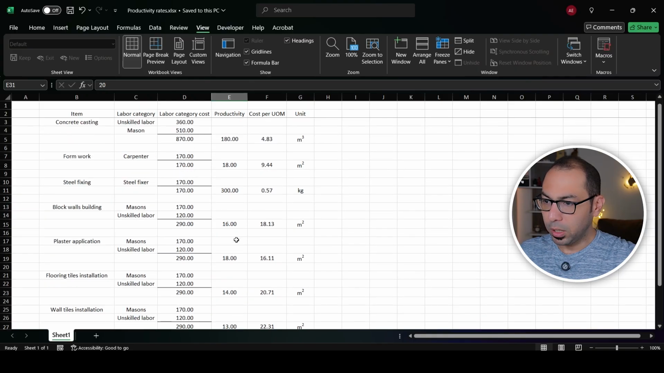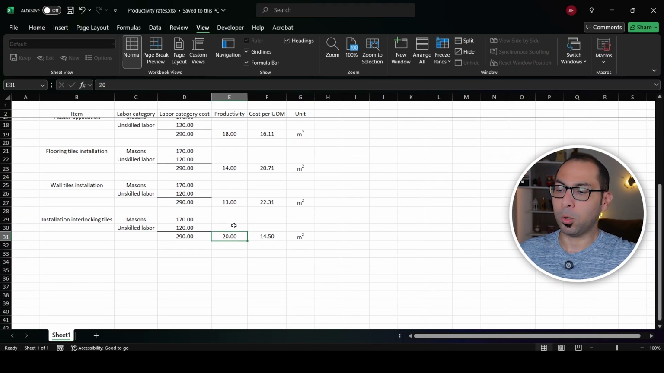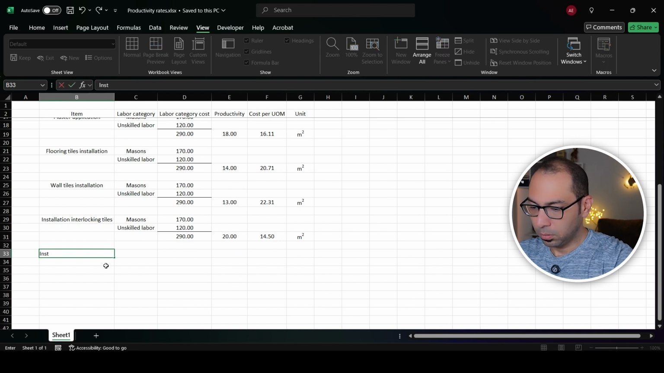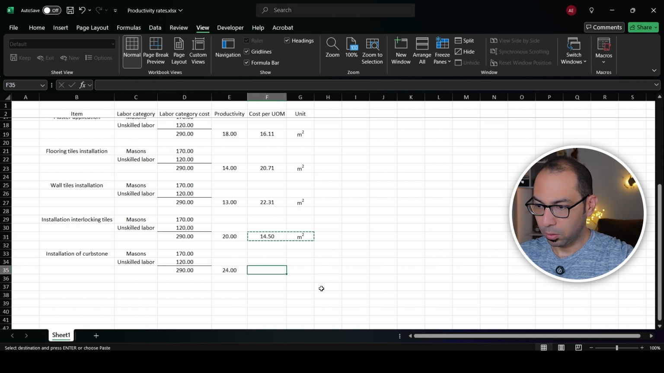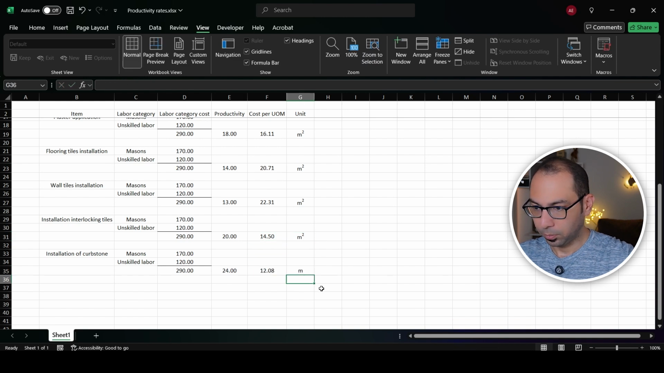Again, these are the most commonly used items in any project, but if you need to know the productivity of some other items, please let me know in the comments, like what can be the other items. I'm sure we haven't covered everything because the project items are so many, but these are the most commonly used ones. Let's say curb stone. So again, same. One mason, one unskilled labor, and let's say 24 linear meters per day. So here, this will be linear meter.